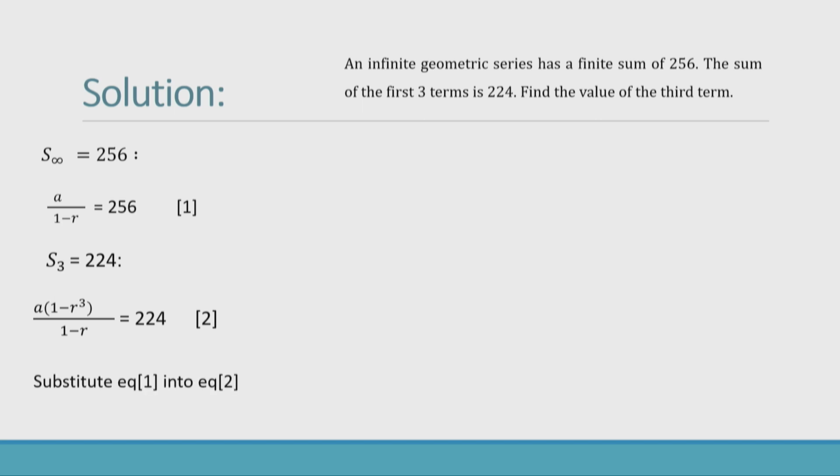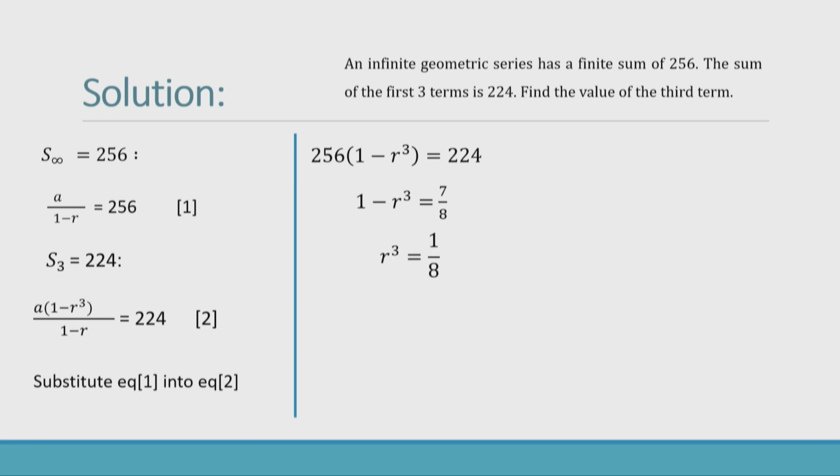I substitute equation 1 into equation 2 and I will get 256 into 1 minus r cubed equals 224. So what I have done here, I have replaced a over 1 minus r in my equation 2 by 256. Simplifying first, I get 1 minus r cubed equals 224 over 256, which is 7 over 8.